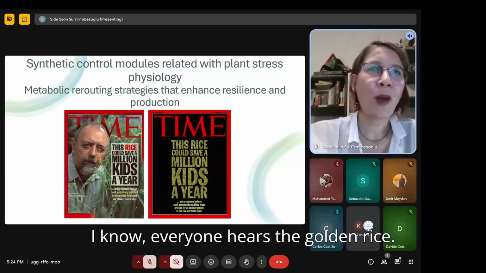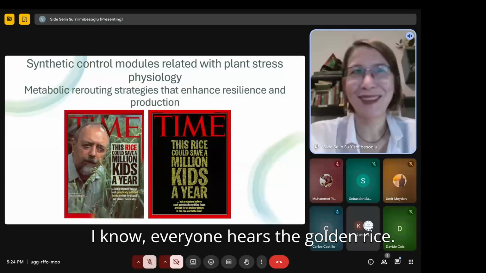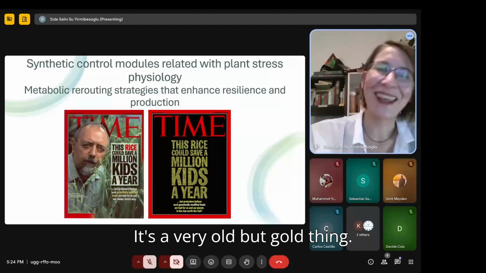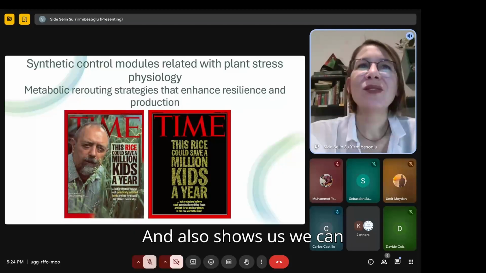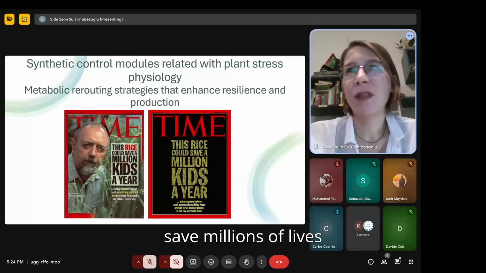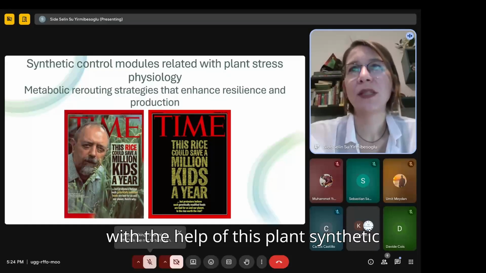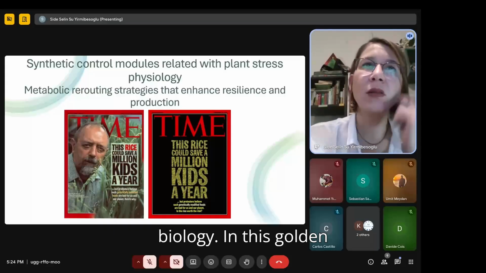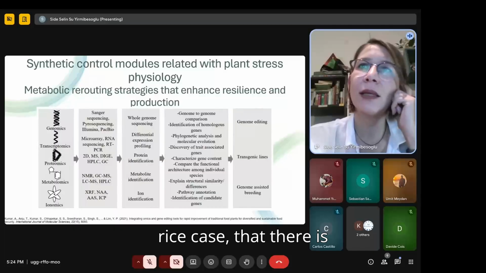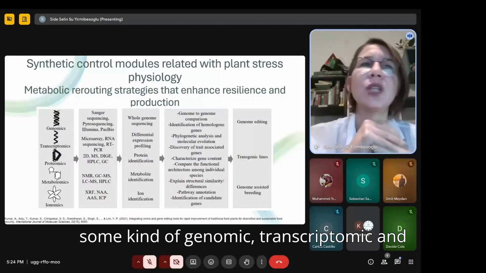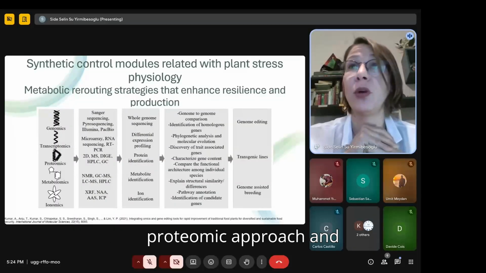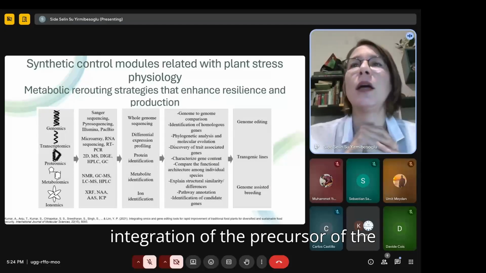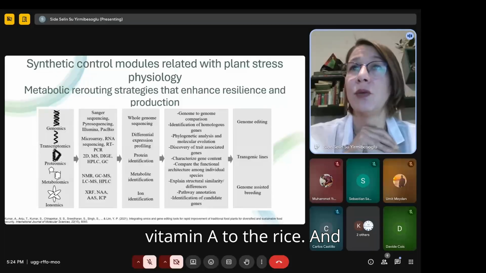As far as I know, everyone has heard of golden rice. It's a very old but gold thing. It also shows us we can save millions of lives with the help of plant synthetic biology. In this golden rice case, there is a genomic, transcriptomic, and proteomic approach and integration of the precursor of vitamin A into the rice.